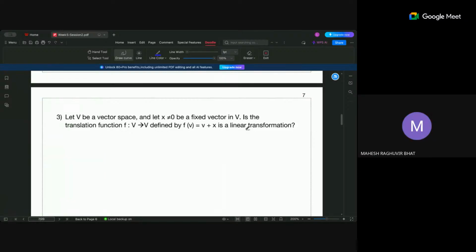f of the zero vector will also be not zero then. Exactly. So what happens to f of 0? If you take v to be 0, then f of 0 is 0 plus x, which is x, and it is given that x is non-zero, right? So it means f of 0 is not equal to 0. So can it be a linear transformation? No, ma'am. So you can see that f is not a linear transformation.